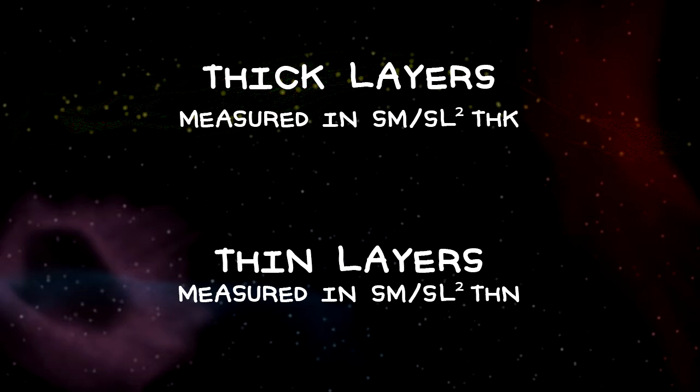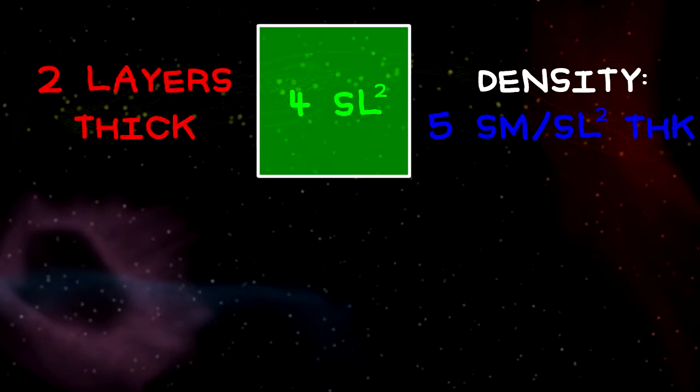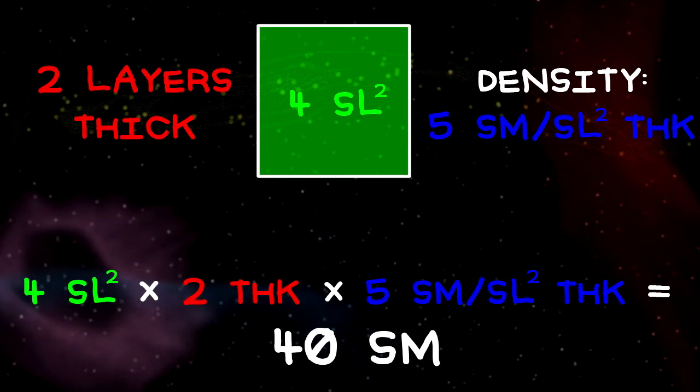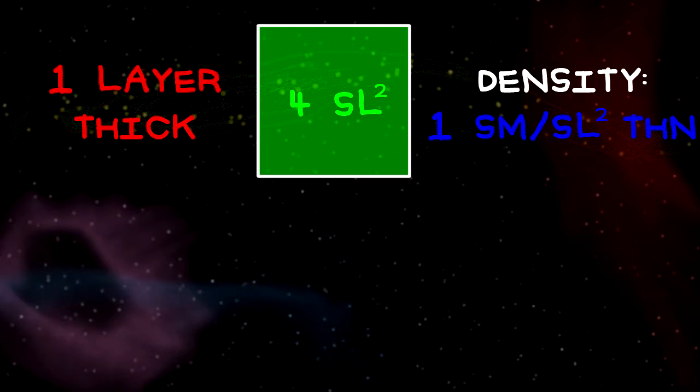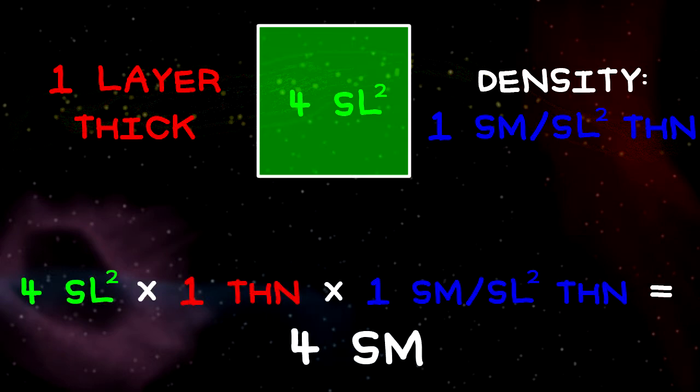material is. For example, a block occupying 2 thick layers with a size of 4 square lengths and a density of 5 masses per square length thick will weigh 40 masses. For a block in a thin layer, we can just divide the thick density by 5 to get the thin density and work from there. If the block that we just had was in a thin layer, it would instead weigh 4 masses.